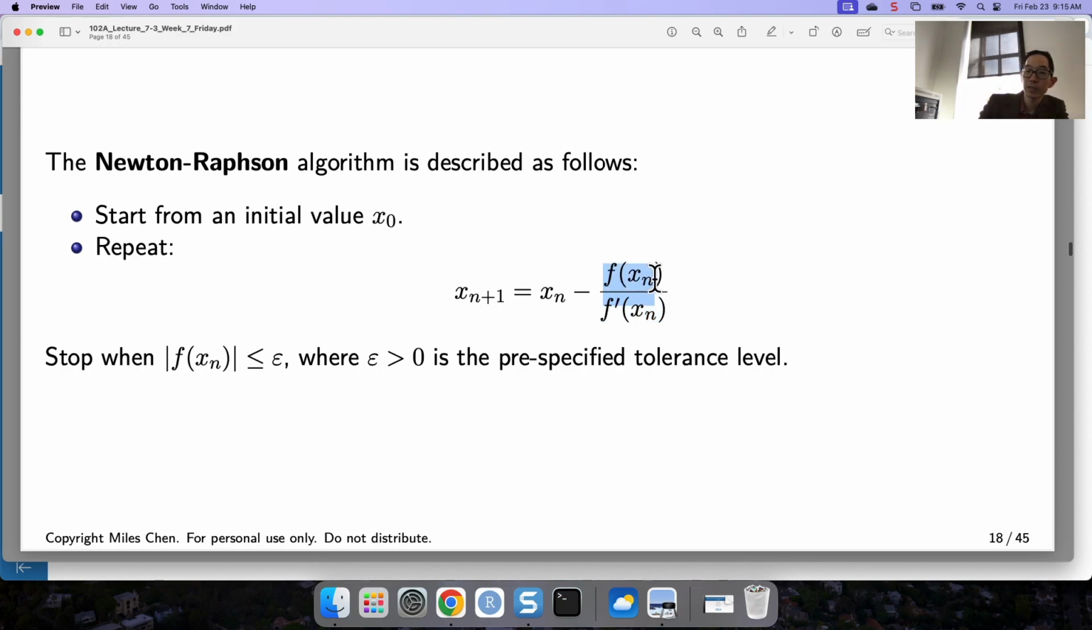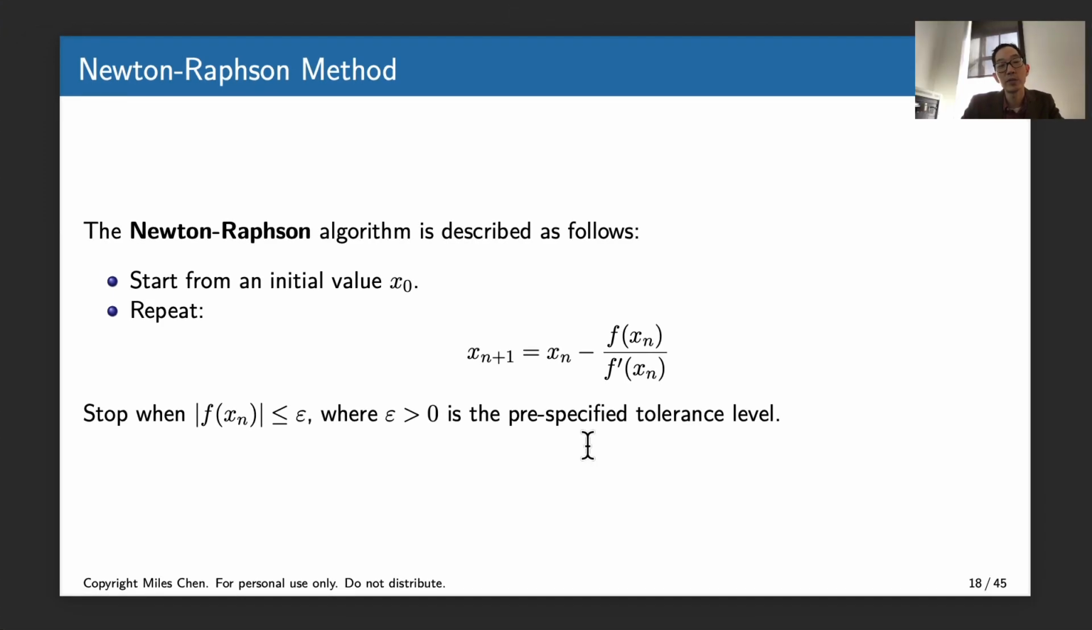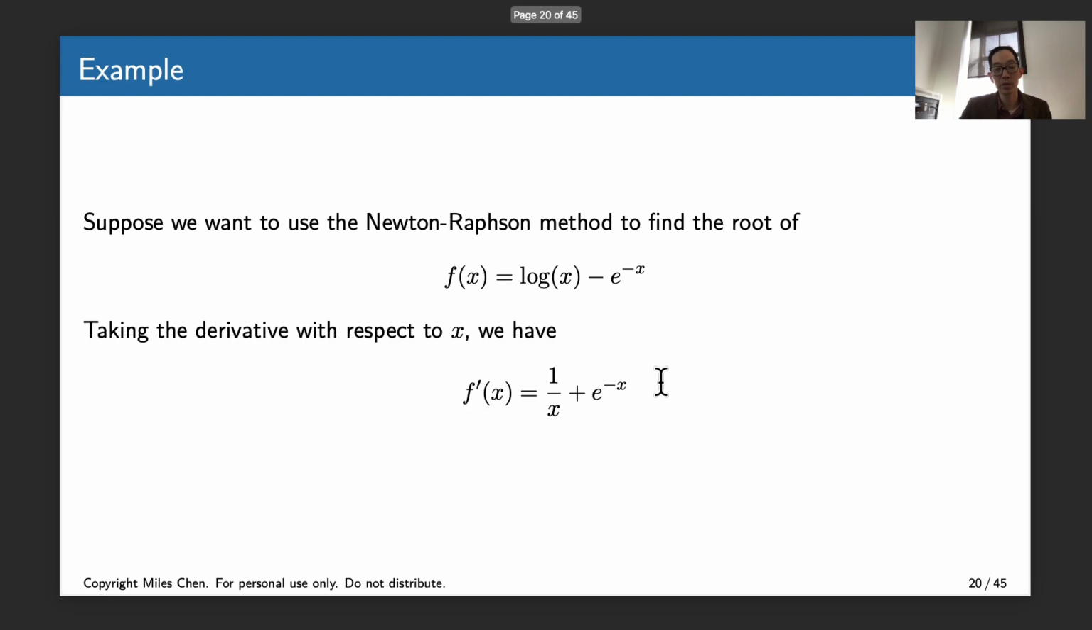We calculate the value of the function, which is our rise, divided by f prime, which is our slope. So this requires us to figure out what is the derivative of the function at xn. We might choose to write a function that calculates the derivative. When we were doing our example function of log of x minus e to the negative x, the derivative is 1 over x plus e to the negative x. And we found this using calculus.